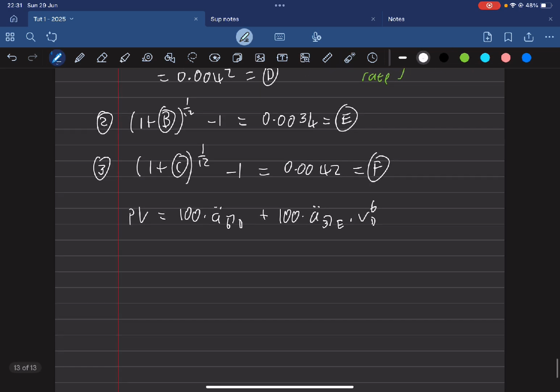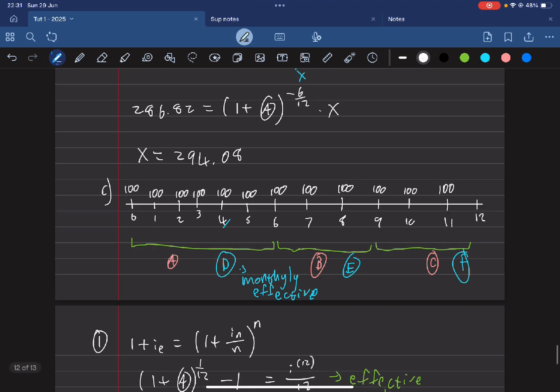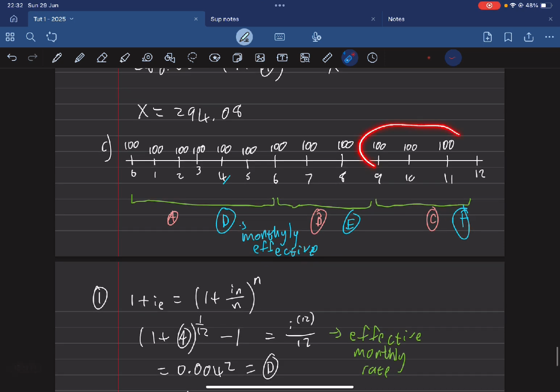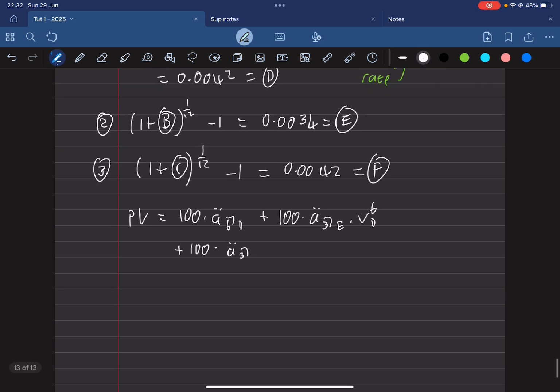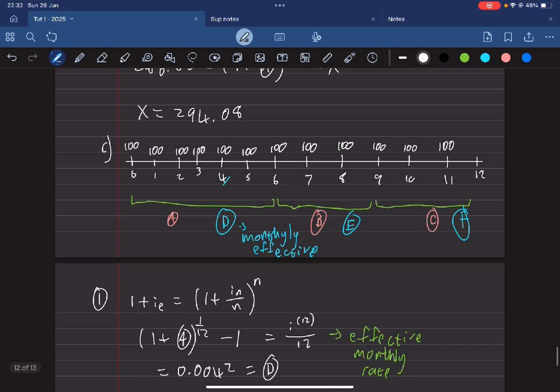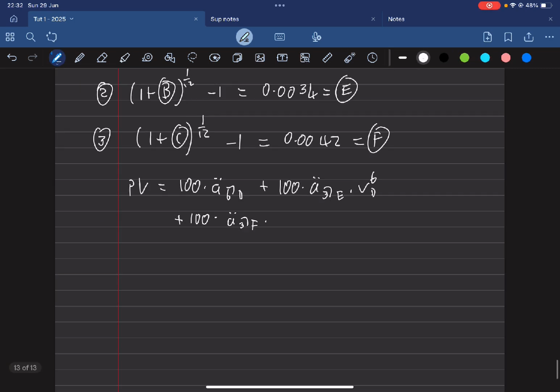Cool. I'm going to say another 100 for the last 3, times annuity in advance for 3 months at an interest rate of F this time because it's for these payments, so we're taking them all back to time 9 at an interest rate of F. And we have to take them back another 3 months at an interest rate of E, and we're going to have to take them back another 6 months at an interest rate of D.